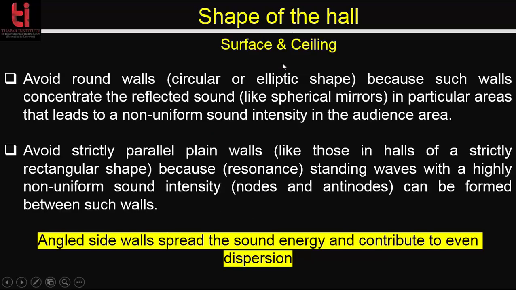Now for the surface and ceiling, we need to avoid round walls, that is circular or any elliptical shape, because such walls concentrate the reflected sound in particular areas that leads to a non-uniform sound intensity in the auditorium area. We need to avoid strictly parallel plane walls like those in the halls of a strictly rectangular shape, because standing waves with a highly non-uniform sound intensity, that you can think about nodes and antinodes, can be formed between such walls. So in general, angled side walls spread the sound energy and contribute to even dispersion.